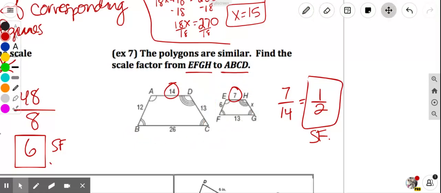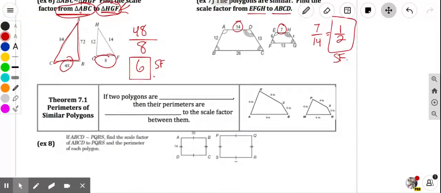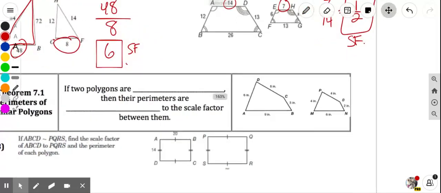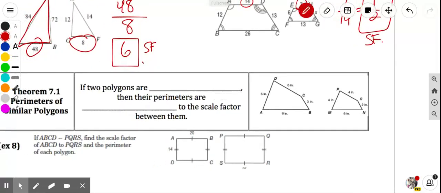Okay. Last thing we're going to talk about is perimeters of similar figures. Perimeter is the sides of a figure added together. So this theorem talks about how if two polygons are similar, then their perimeters are proportional to the scale factor between them, or they're proportional to the sides also.